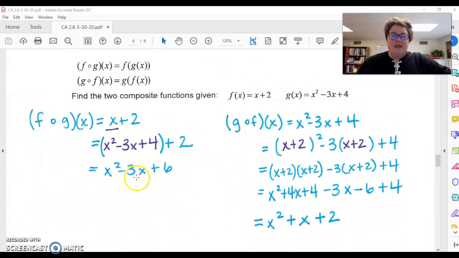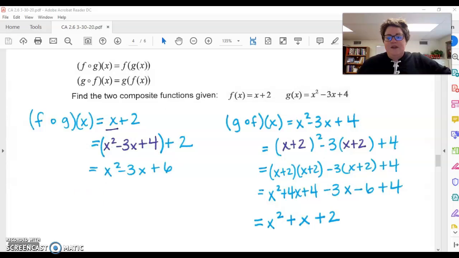So examples. Find the two composite functions given these two functions. f composed of g means we're starting with f, x plus 2, and everywhere there's an x, we're substituting in our g function. So for this x, we put in x squared minus 3x plus 4, and then the plus 2, and then combine like terms. Now, notice with these, this x can also be replaced with a number, so you can substitute a number inside of here once you're done.